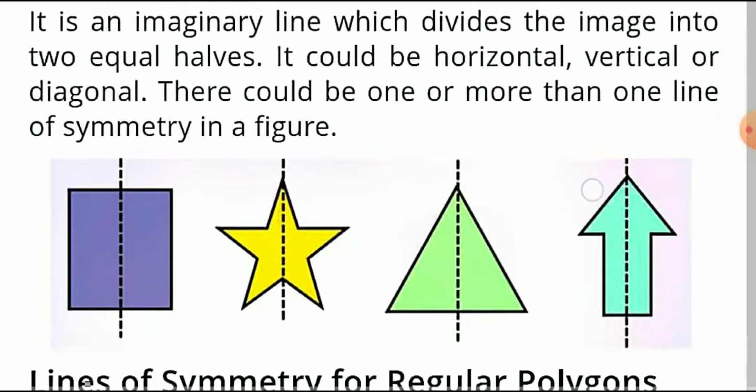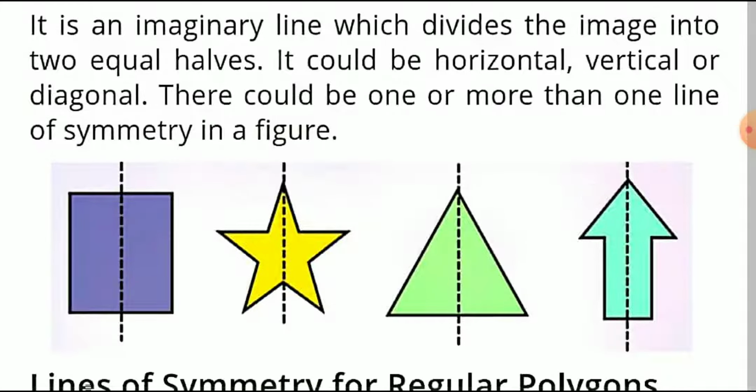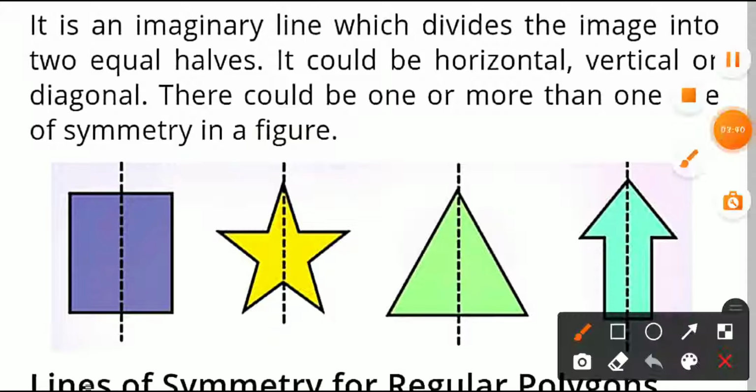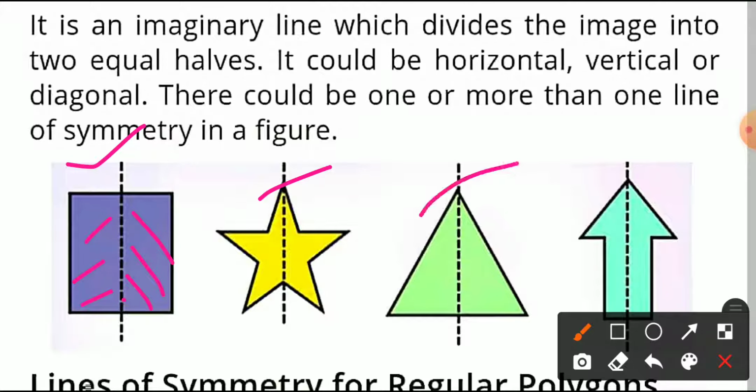Look at the pictures. There you can understand what a line of symmetry is. Here, this dotted line divides this portion of the figure and this portion of the figure into two equal halves, and they look exactly the same. That's why this line is known as a line of symmetry, same as you can see here, here, here.